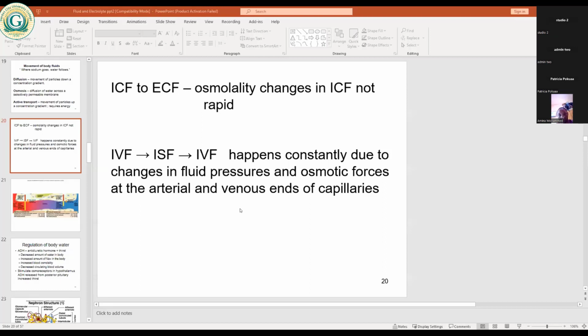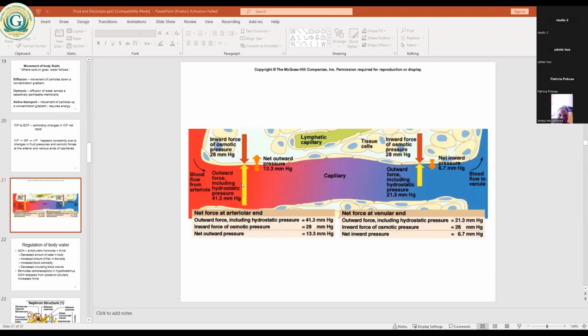So I used the diagram here to explain the fluid volume excess when there is increased hydrostatic pressure at the arterial end of the capillary, with a total pressure of 41.3 millimeters of mercury. This pressure is forced inside the tissues as against the tissue hydrostatic pressure of 28 millimeters of mercury. So the fluid hydrostatic pressure from the arterial end is 41.3, and there will be a net force of pressure that will push fluids into the cells.